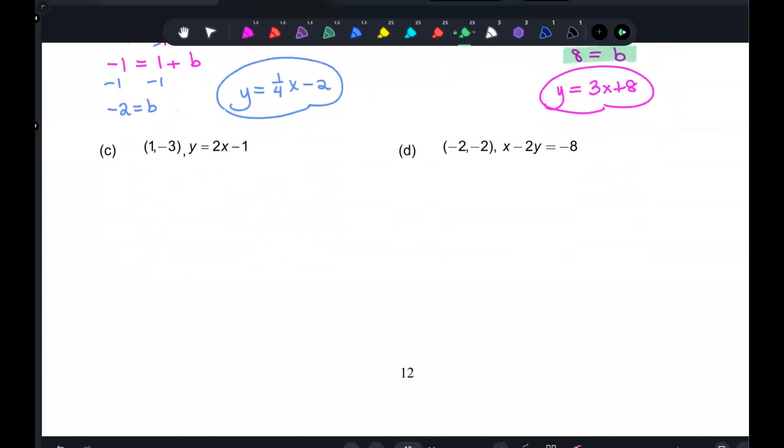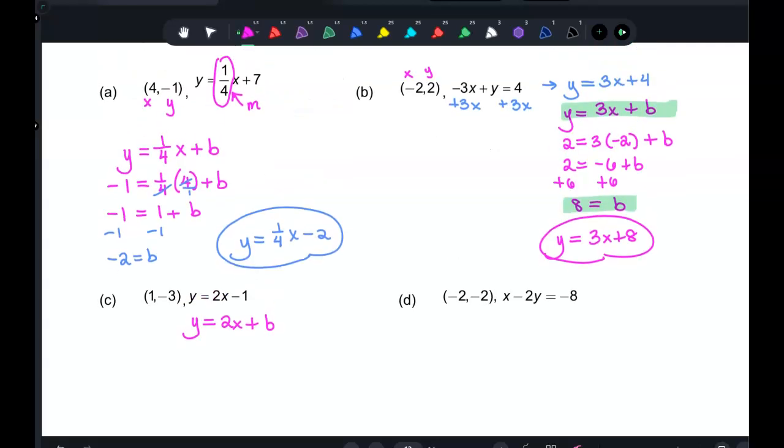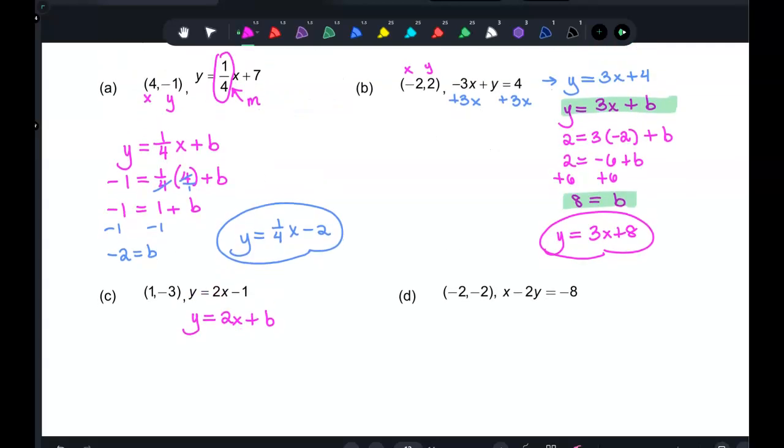Okay, so first thing, what would we want to do? Look at what we just did in the previous examples. First thing, is this in y equals mx plus b form? Yeah. So I'm going to ignore the -1, and I'm just going to rewrite y equals 2x plus b.